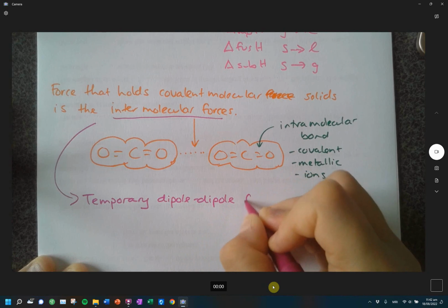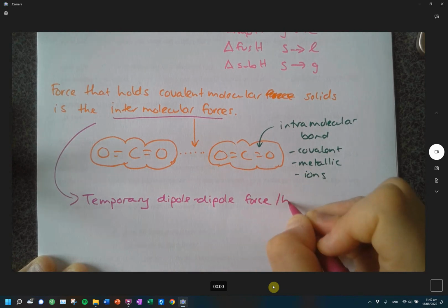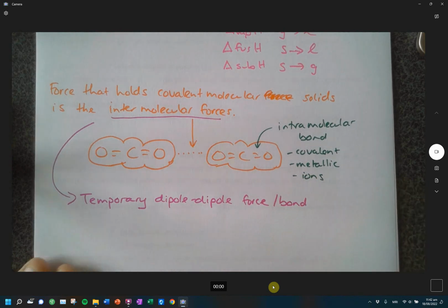You can use the word force or bond. Force is the more correct term, but if you use bond, I don't think they'll mark you down for it. And do you guys remember what I'm saying about dipoles? We talked about them when we were talking about Lewis structures and shapes. So a dipole is just a molecule with an uneven distribution of charge.